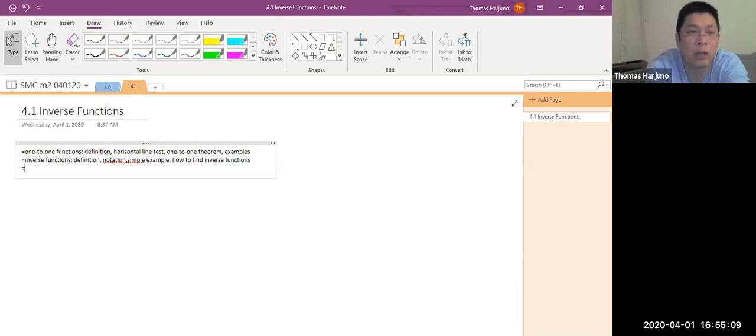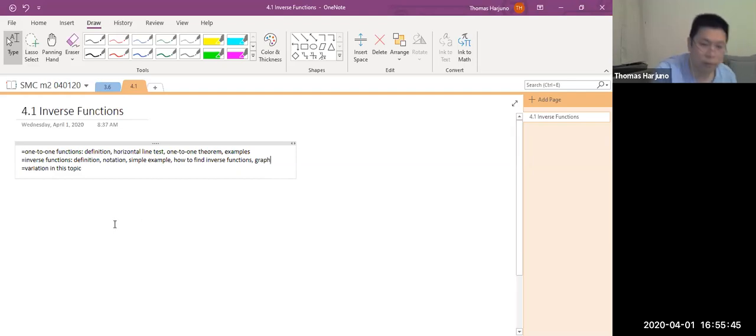From here, the one that our textbook does not really talk about is some improvisation. Maybe instead of improvisation, let me call that variations of topic. Oh, using this inverse function, we will also talk about the graph. So before we get into the variations of this topic, we will talk about the graph.